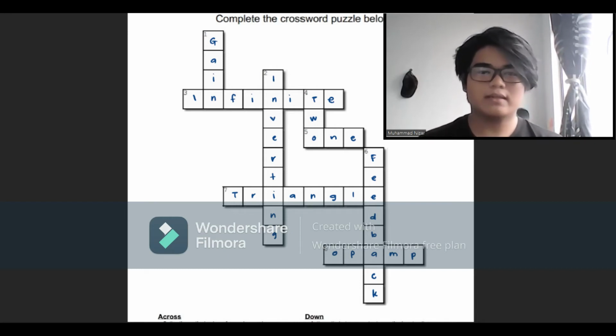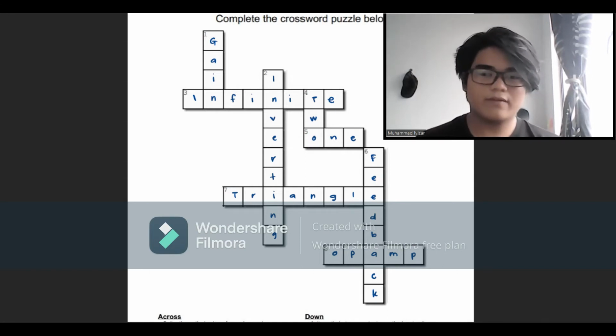So I will conduct the activity 1, which is operational amplifier basic, and the activity is to complete the crossword puzzle below. We can see here there are 8 words that need to be found, and we are already given 8 hints to find the answer. First, we will settle the across words first.